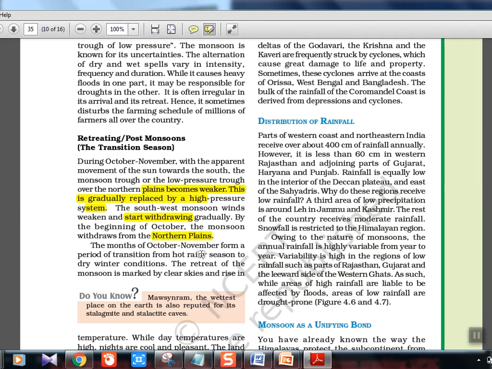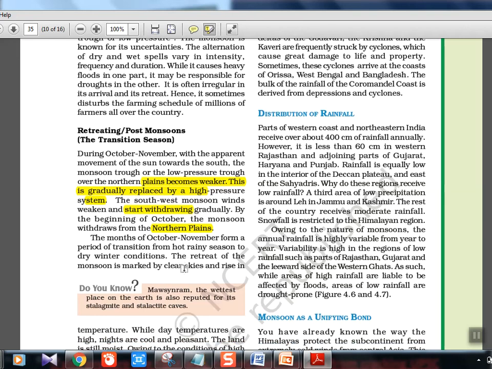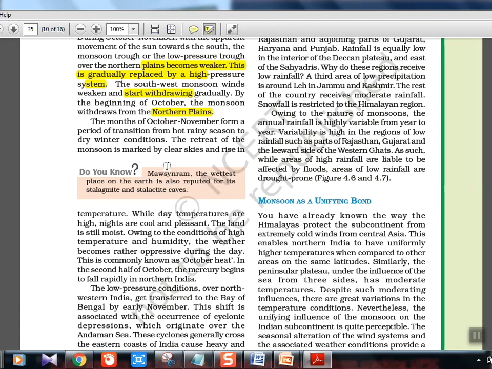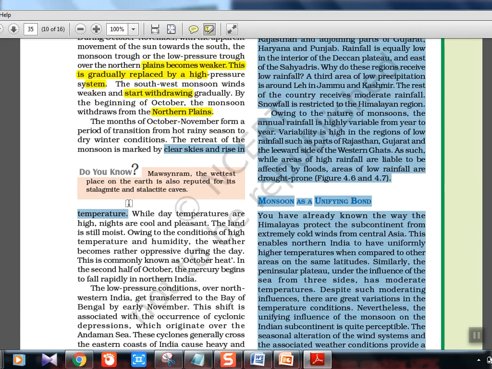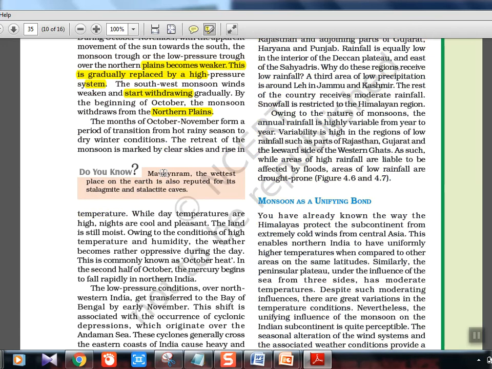The months of October and November form a period of transition from the hot rainy season to dry winter conditions. The retreat of the monsoon is marked by clear skies and a rise in temperature. Okay, Monsoon, you know, the wettest place on the earth.